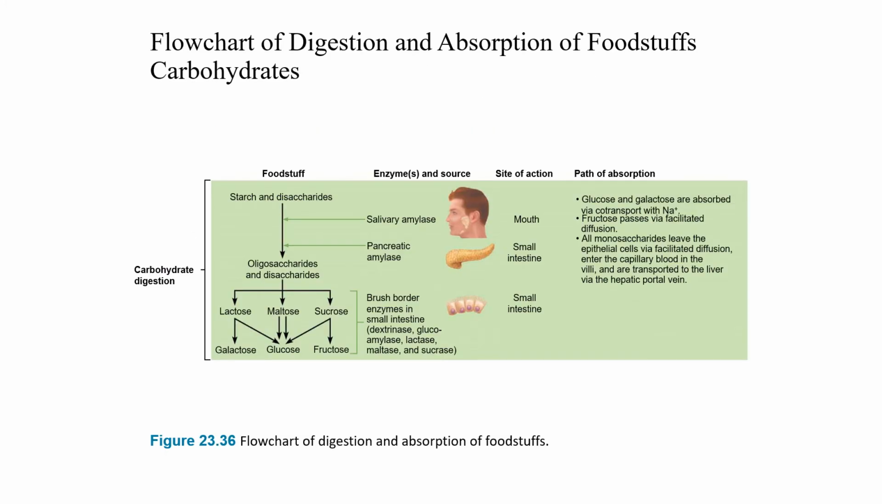Notice here that the monosaccharides go through the epithelial cell by facilitated diffusion, and then they enter the capillary blood and are transported to the hepatic portal system. Got that? It's passive, okay, facilitated diffusion, and they go to the hepatic portal system. Where does the hepatic portal system go? You're absolutely right. It goes to the liver.